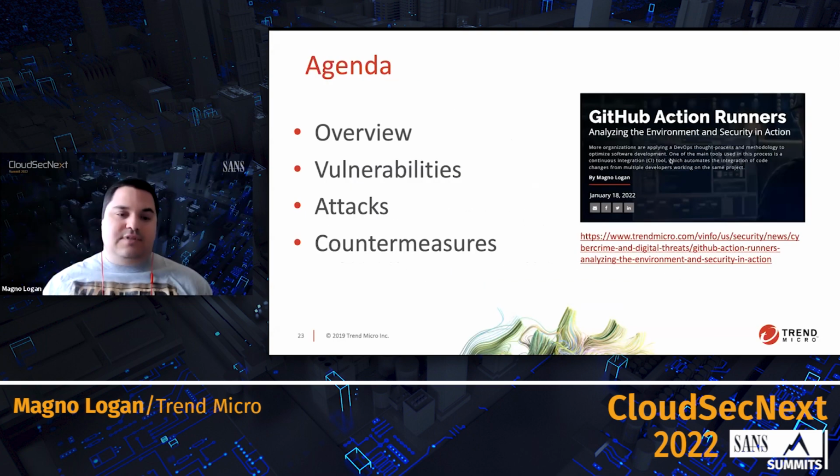So this is the agenda for today. It should be fairly simple. We're going to give an overview of GitHub Actions and what that means. Then we're going to talk about some vulnerabilities, what is known in the field around this service, and what attackers are already doing to compromise GitHub Actions and mine cryptocurrencies and all that stuff.